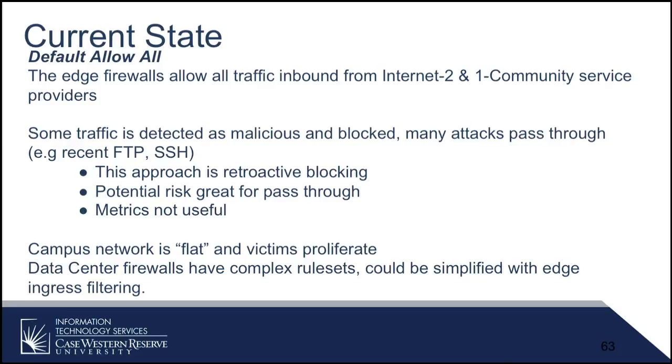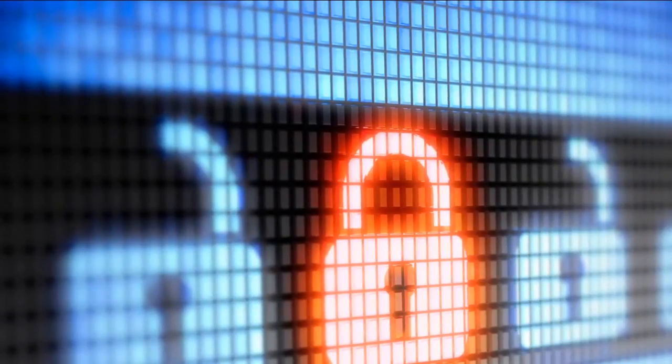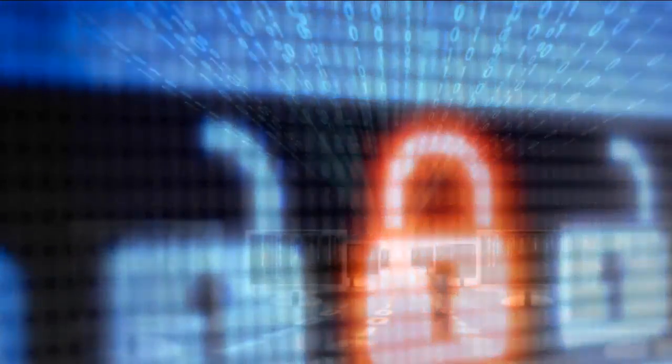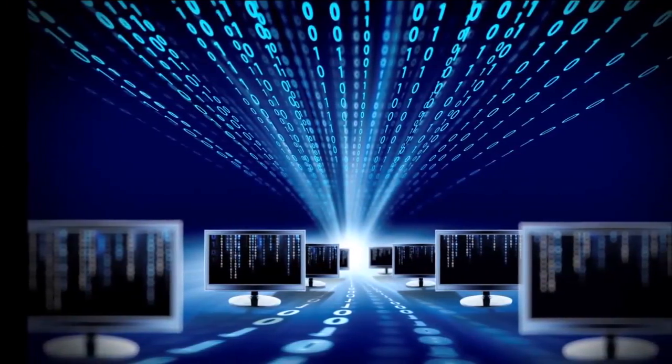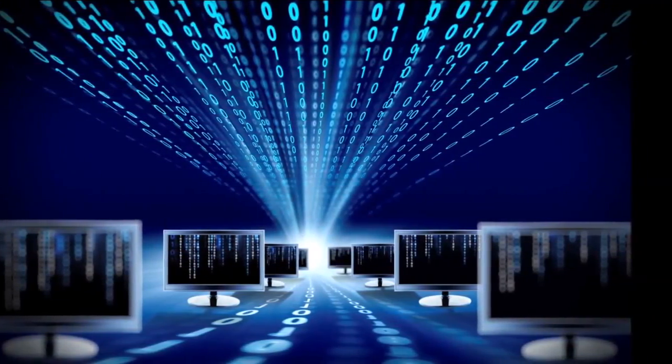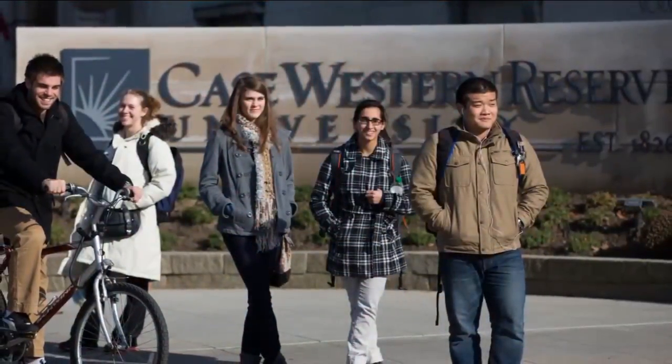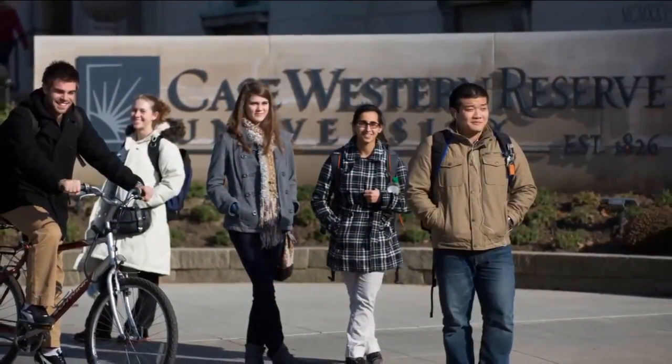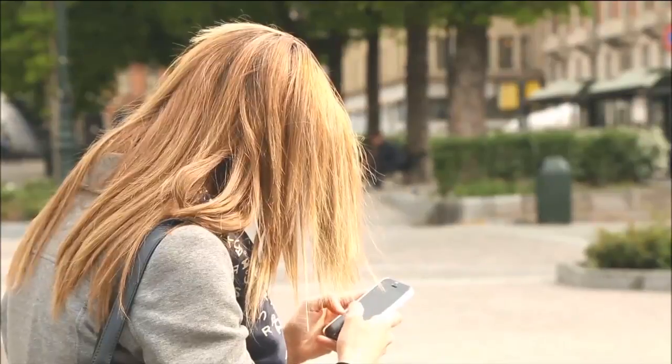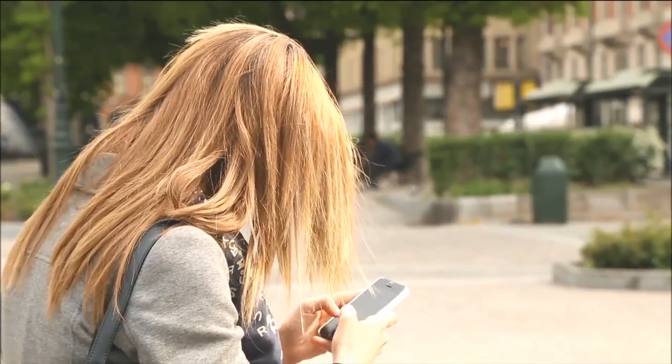But there are ways, as we know in higher education and throughout, for attacks to pass through. This approach really takes blocking after the fact, and we're talking about changing that strategy for the campus. It doesn't give us great metrics to track and report on. Since our network is flat, there are many opportunities for people to give up sensitive information, and we want to take steps to avoid that. And obviously we have data center firewalls as well, which protect things within the data center, and they have very complex rule sets which could potentially be simplified.